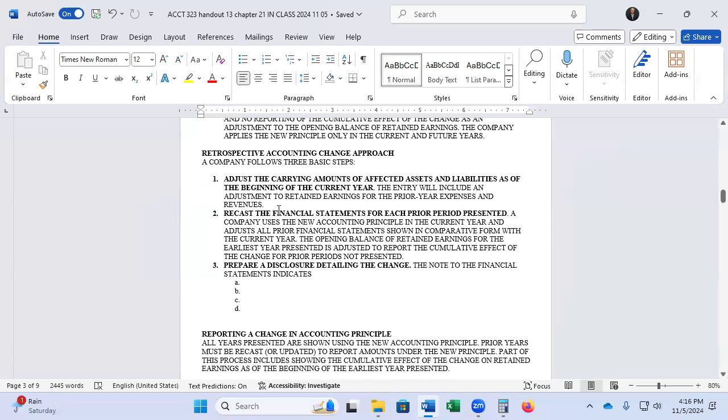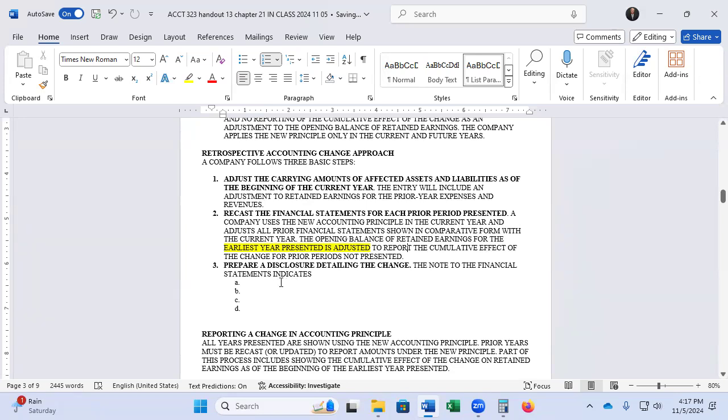Okay. Recast the financial statements for each period presented. So this is the retrospective. You're going back and you're adjusting all of the years presented in the financial statements. And the opening balance of retained earnings for the earliest year presented is adjusted to report the cumulative effect of change for the prior periods.